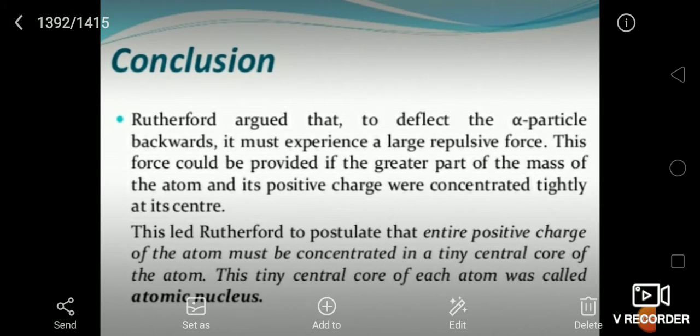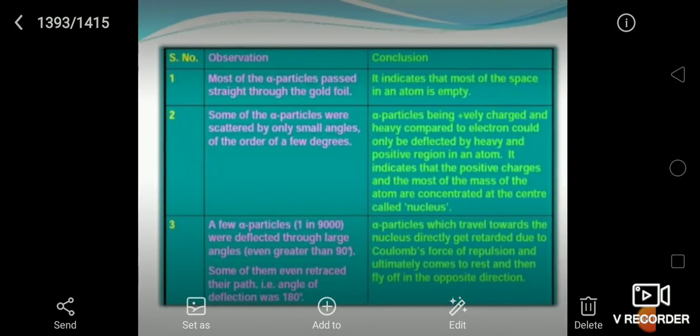Rutherford argued that to deflect the alpha particle backwards, it must experience a large repulsive force. This force could be provided if the greater part of the mass of the atom and its positive charge were concentrated tightly at its center. This led Rutherford to postulate that the entire positive charge of the atom must be concentrated in a tiny central core of the atom. This tiny central core of each atom was called the atomic nucleus.